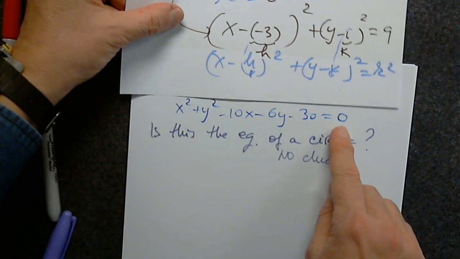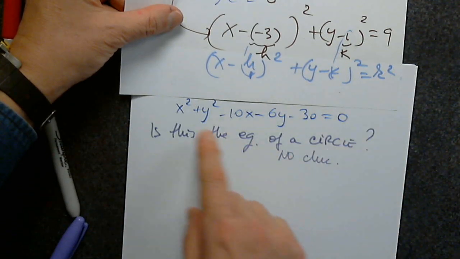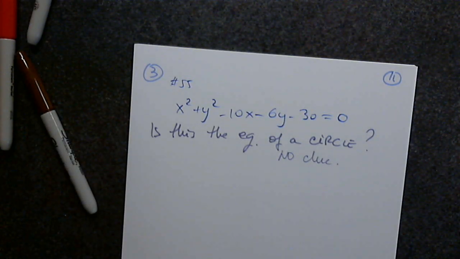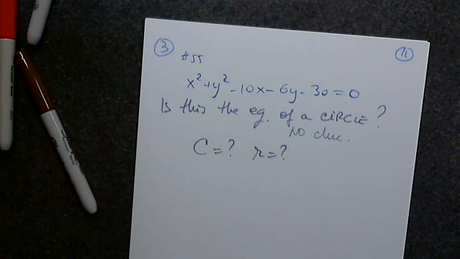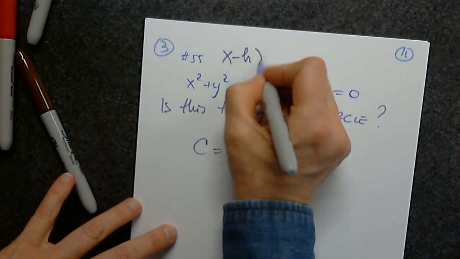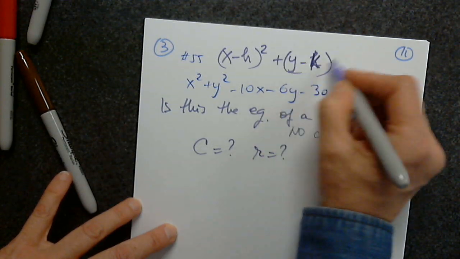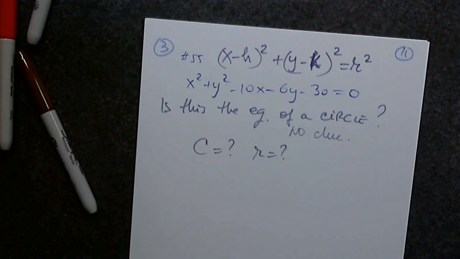If, at the end of the day, I can present this like this, then I'll say yes. If I cannot present this like this, then I'll say no, it's not the equation of a circle. If it is the equation of a circle, they also want us to find the center and the radius. So let's copy the equation of the circle right here to have it in front of us.